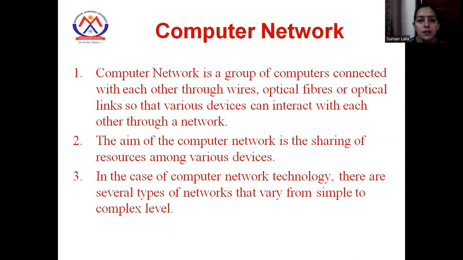Computer network is a group of computers connected with each other through wires, optical fibers, or optical links so that various devices can interact with each other through a network. The aim of the computer network is the sharing of resources among various devices. In the case of computer network technology, there are several types of networks that vary from simple to complex level.